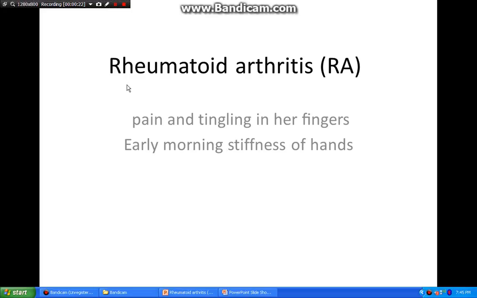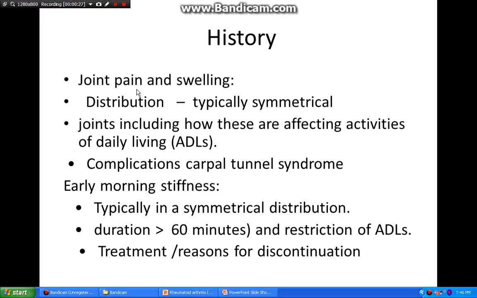Then what history will you ask? You tell me, and then I will come to that. In the history, starting with that, you have to tell the patient, can you show me where the pain is? So you have to start by questioning and, at the same time, looking at the hand. You have to ask where the joint pain is and look for the distribution. Typically it is symmetrical, involving both hands.